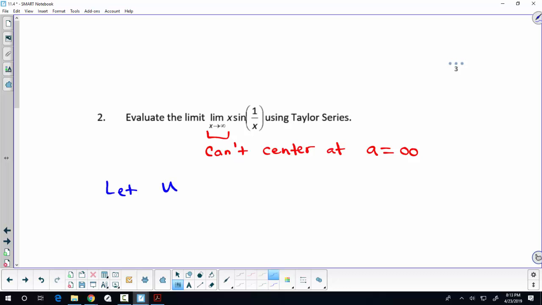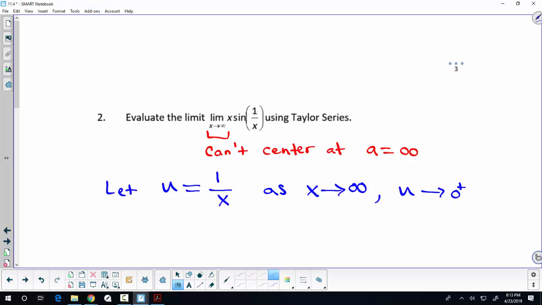So whatever you like, we're going to say let u equal 1 over x. Would that help us? If u equals 1 over x, so x is going to infinity, so if we let u equal 1 over x, then what is u approaching? 0. It's actually 0 from the right because it's positive infinity.